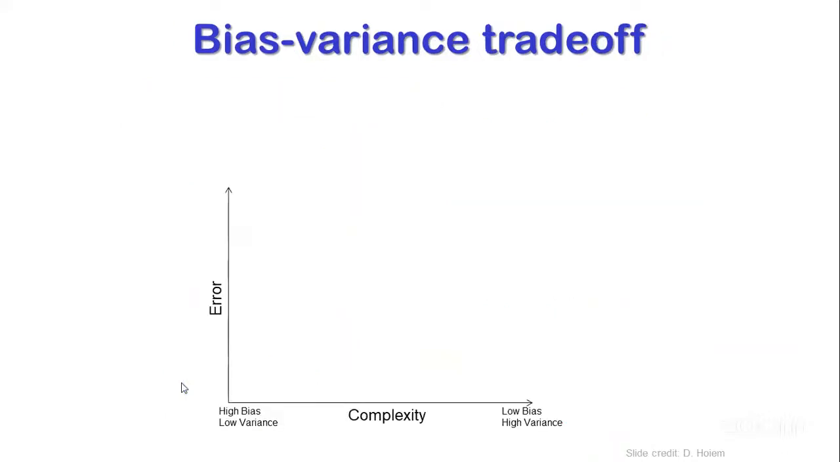So what is the problem? Let us understand there is a trade-off. If something is increasing and something is decreasing, how do we keep both low? So there is a bias-variance trade-off, and here we are showing the result in terms of error and complexity. At this end you have high bias and low variance, and at the other end low bias and high variance.